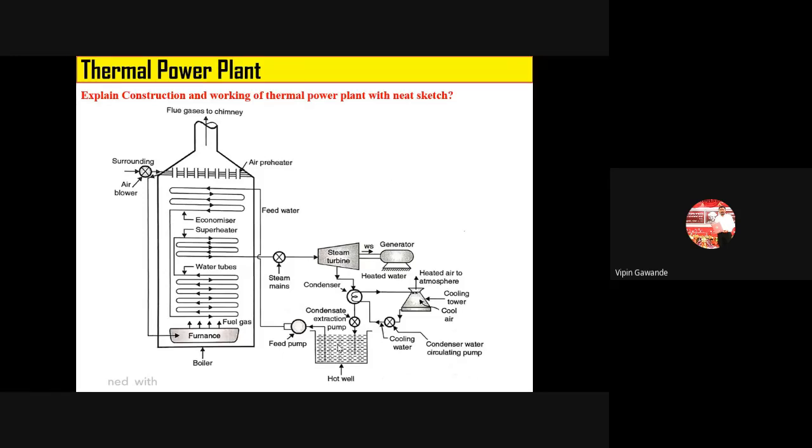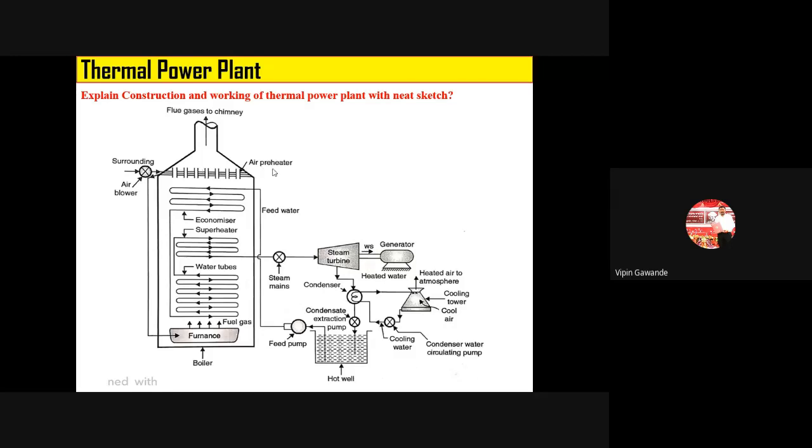The condensate or hot water from the hot well is supplied, using the feed pump, to the economizer tube, where its temperature is increased by absorbing heat energy from the flue gases. Then the water is converted into wet steam. The wet steam enters the superheater tubes, and there it is finally converted into superheated steam.